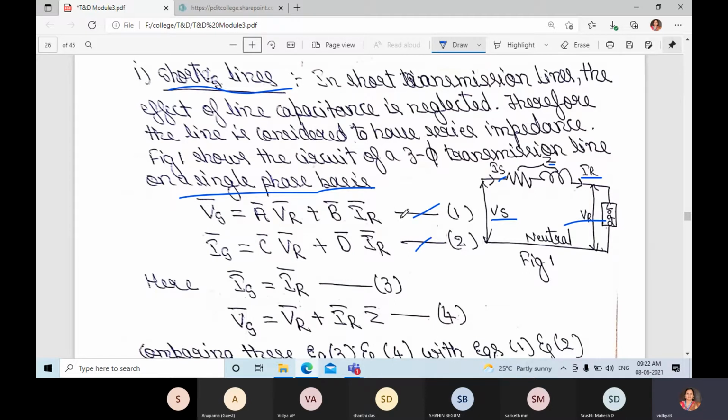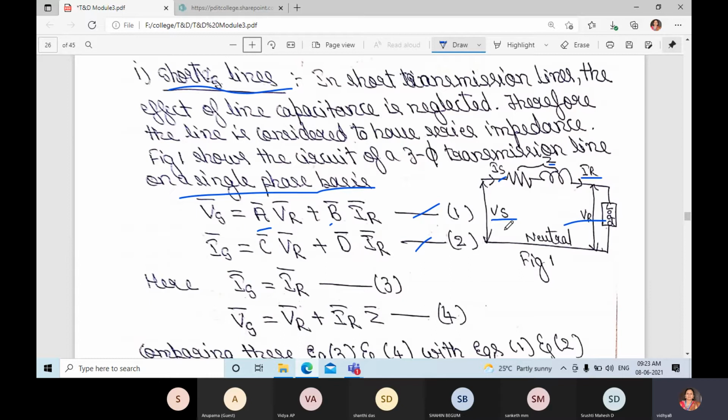The two equations are: Vs vector is equal to A vector Vr vector plus B vector Ir vector. Is vector is equal to C vector Vr vector plus D vector Ir vector. From this we need to find out A, B, C, D. These two equations will be the same for the pi method, T method, and also long transmission lines. Whatever the ABCD constants, these two equations will be common for all the cases.